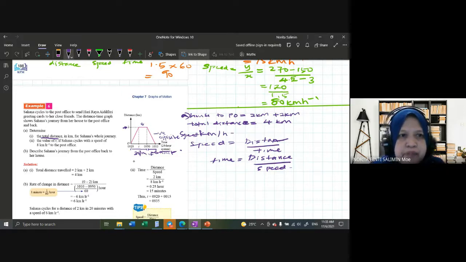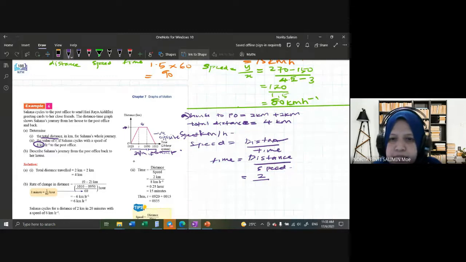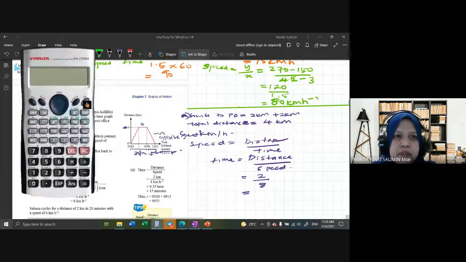Okay, speed dia berapa kilometer tadi? 8 kan? Speed dia 8. So jarak berapa kilometer daripada rumah ke post office? 2 kilometer. Divide by speed dia adalah 8. So 2/8 kita akan dapat how many hours? 2/8. Okay, use a calculator. 2 divide by 8. So kita akan dapat 0.25 hours.